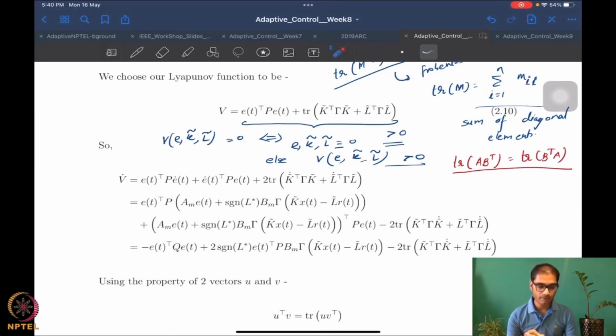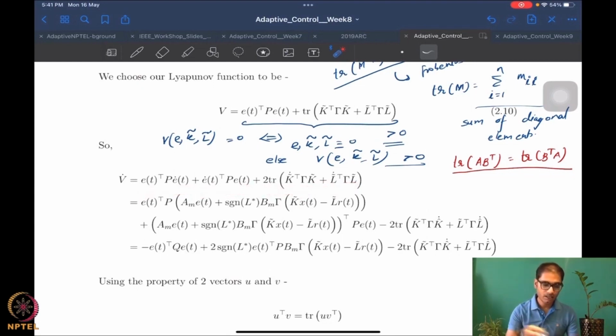Because it's a vector, I take the derivative of all the terms very carefully. First I have E transpose P E dot, basically taking the derivative of this, and then using the product rule I have to take the derivative of this term, so E dot transpose P E. Now in this one I just say twice trace of derivatives here. Honestly speaking, I could have written this also in this way.